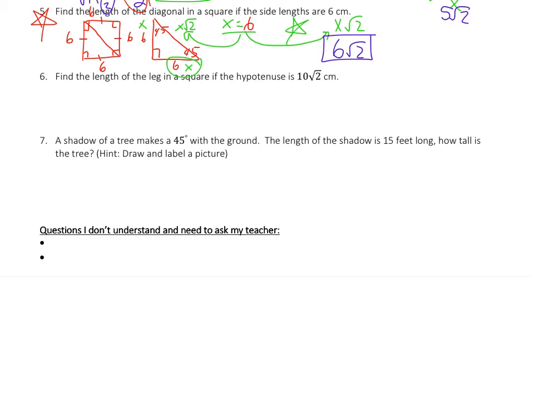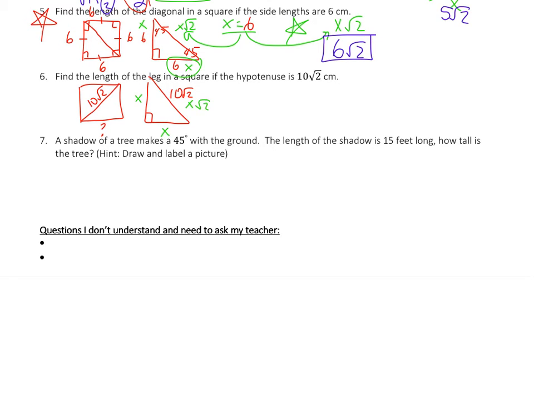Number 6 now is pretty much the exact opposite. We still have a square, but we are given different pieces. We know it's going to be a 45, 45, 90, but this time the hypotenuse is given to us as 10 square root 2, and we need to find what the leg is going to be. So let's just draw one big triangle again. Our hypotenuse is the 10 square root 2, and we know the angles are going to be 45, 45, 90. I'm just not going to put those in there.